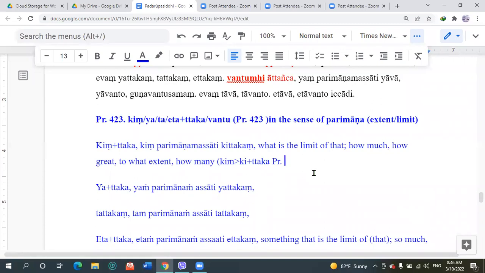So I skip some rules, to be quicker and to be easier also, without following this Kaccayana grammar, Padarūpasiddhi grammar rules strictly. I focus only on the meaning and how to say the easy formation of the word.